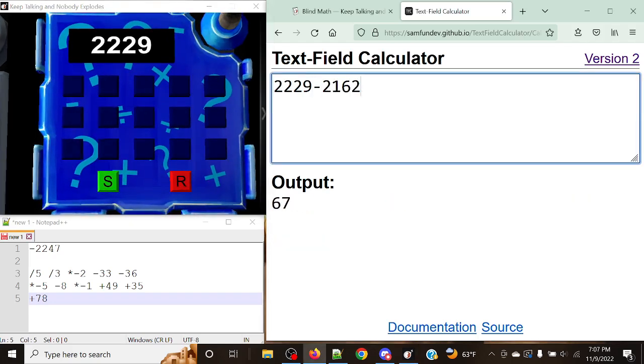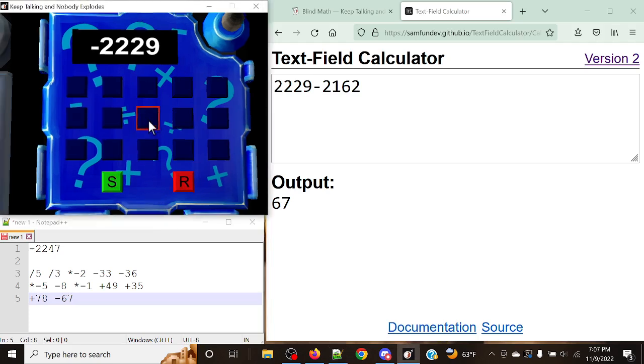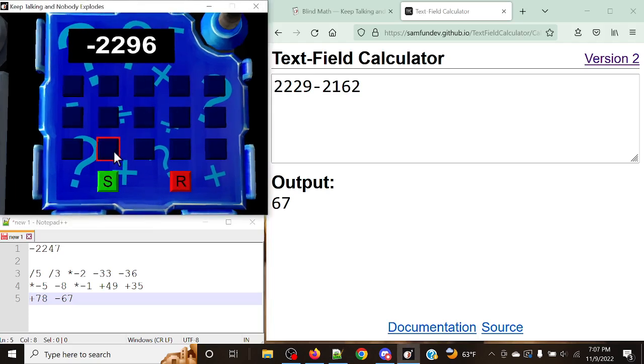Minus 2162. But you're totally able to do whatever you want. So it's minus 67. Minus 67 might actually be very helpful for us. I might as well start trying to figure out what the solution is here, because I probably can figure this out really quickly here. 49. Oh, and there we go.